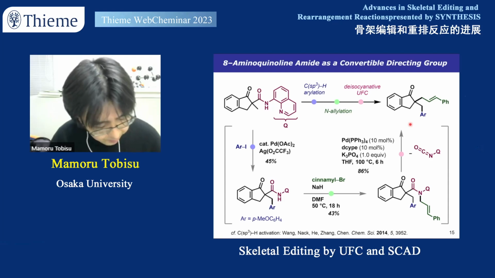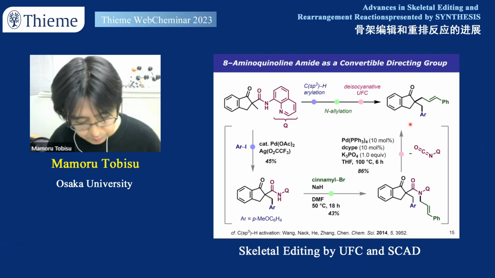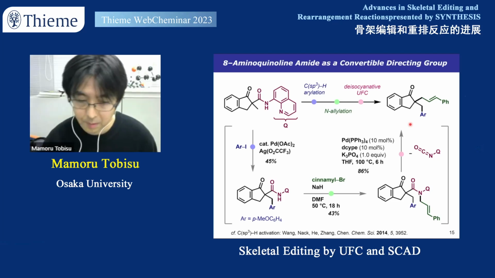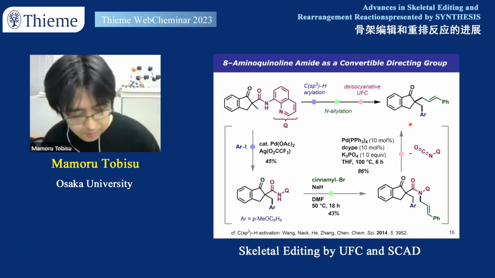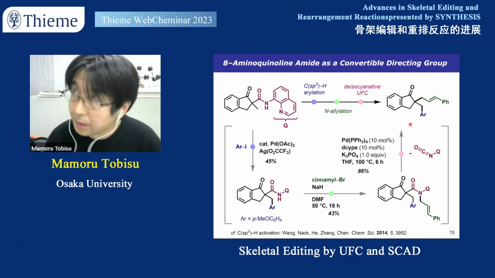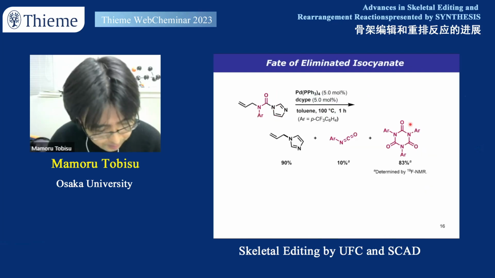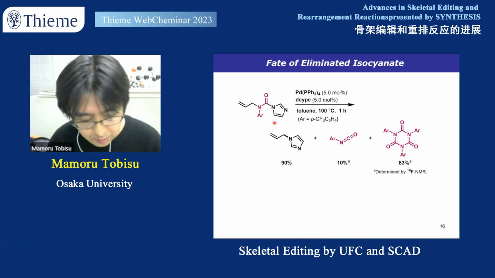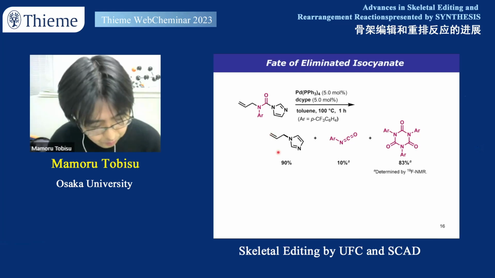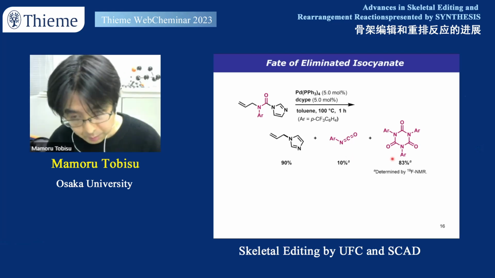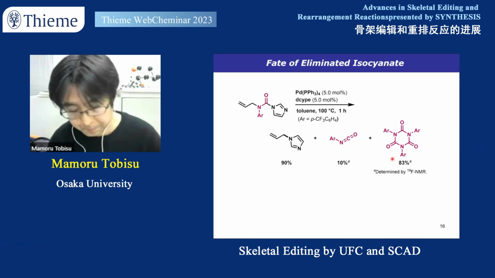And late-stage conversion of the directing group will broaden the synthetic utility of the directed C-H bond functionalization reactions. We next investigated the fate of the eliminated isocyanate by fluorine NMR. When this urea was reacted under the standard reaction conditions, the alkylated imidazole was produced in 90% yield. At the same time, isocyanate and its cyclic trimer, shown here, were produced in 10 and 83% yield, respectively.